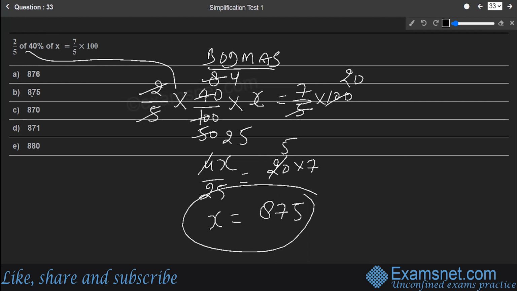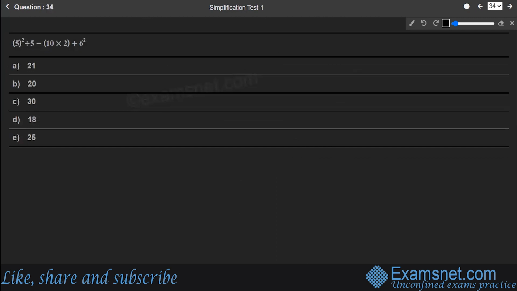Let us see where it is available. It is available in option number B and becomes the right answer for us. Now, the next one is 5 square divided by 5 minus 10 into 2 in the bracket plus 6 square.